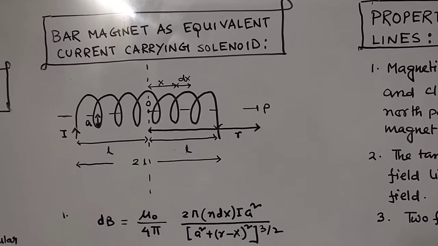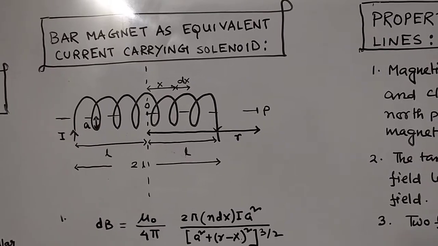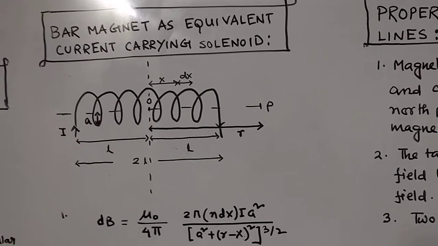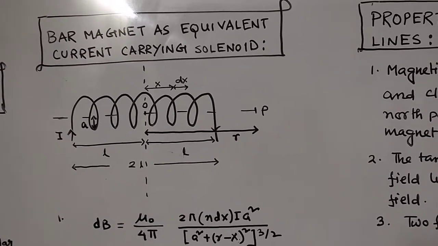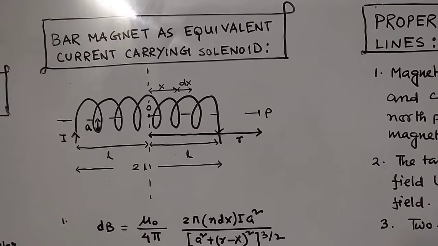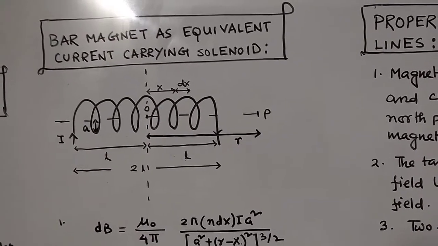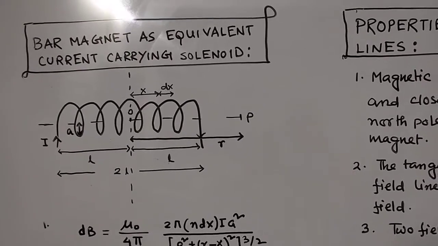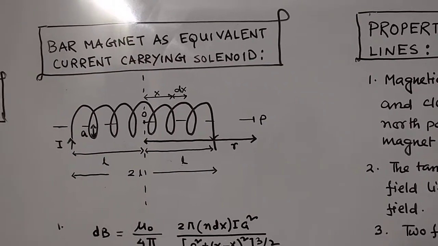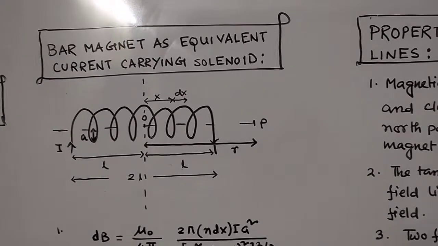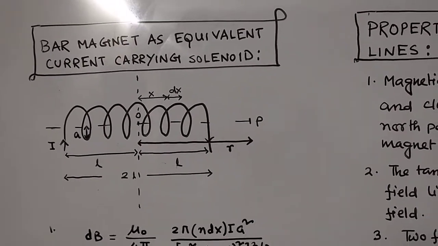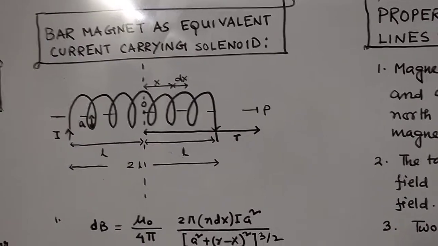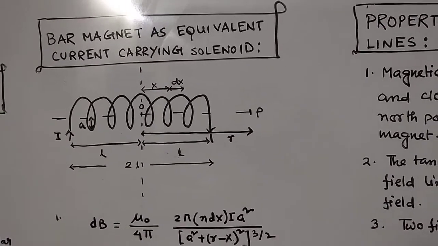Now what we'll do here, we'll consider a segment of that solenoid of length dx, and with that segment we will try to find the magnetic field at P. Now I is the current flowing through each turn, so the dx element contains many turns. So if we consider n is the number of turns per unit length, then the total turns will be n dx, is it not? And for n dx we have to define the magnetic field at P.